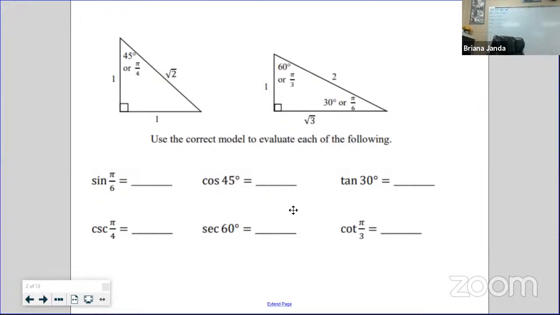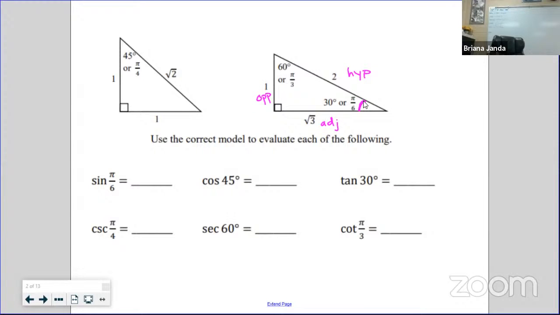All right, this is again just a review from what we did last week. Looking at this model, make sure you use the question to tell you which angle to focus on. And that helps you with what is your opposite, adjacent, hypotenuse. Example, sine of pi over 6 means pi over 6, which I look through here, there's pi over 6. That's my angle that gives me my opposite, adjacent, hypotenuse. Your hypotenuse does not change, but your opposite and adjacent do based on which angle we're looking at.